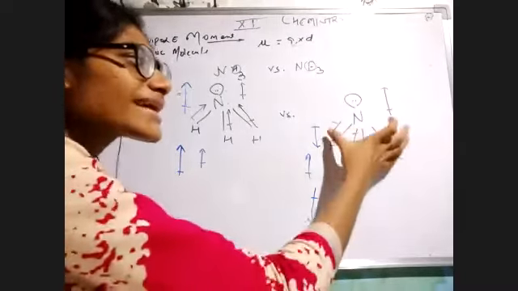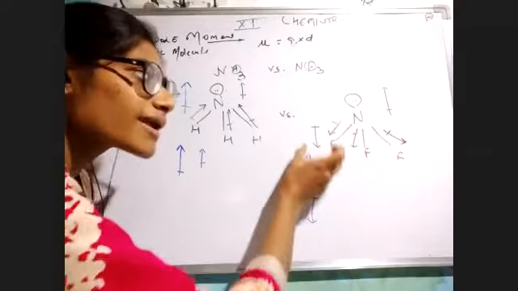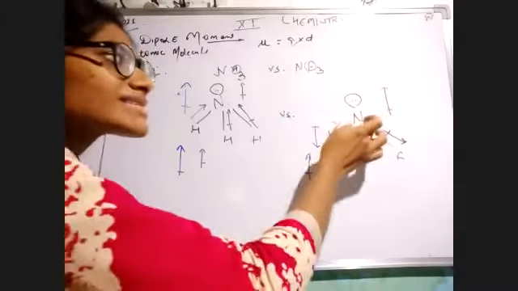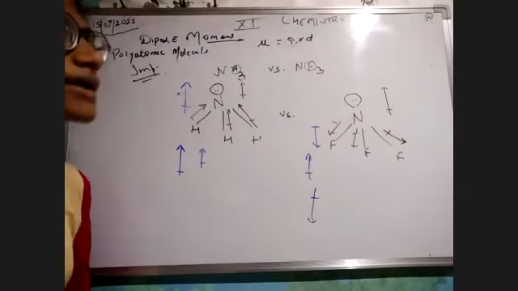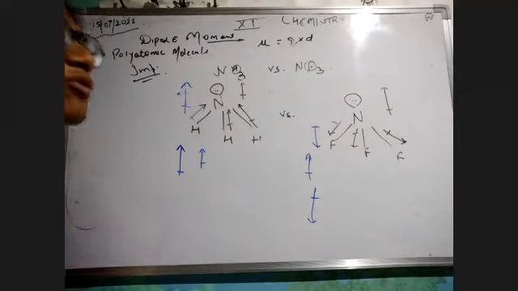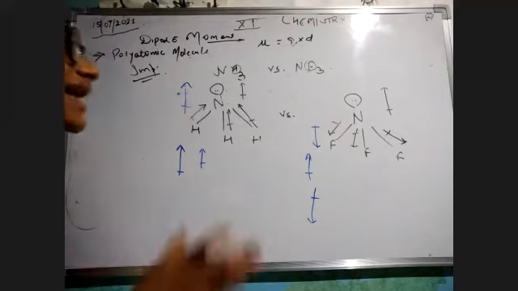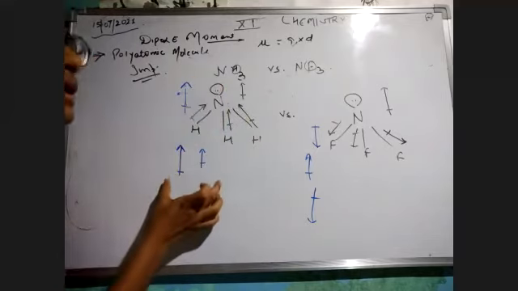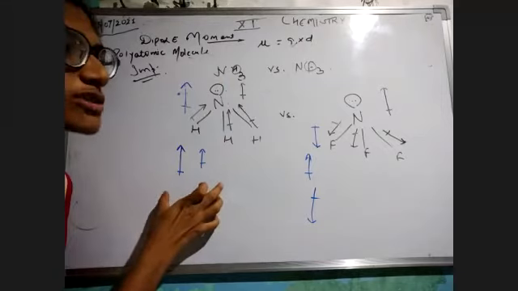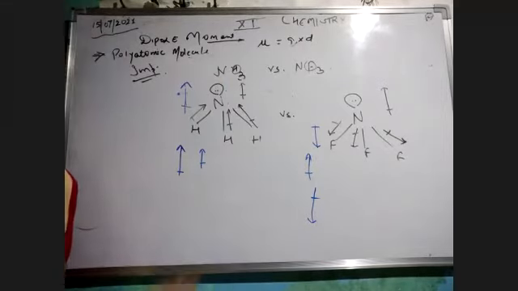Why? Because the resultant of these two is in the lower direction, whereas the nitrogen to lone pair dipole moment is in the upper direction. So the overall dipole moment would be less as compared to this, because these two are in the same direction and they are adding to each other, whereas these are subtracting from each other.